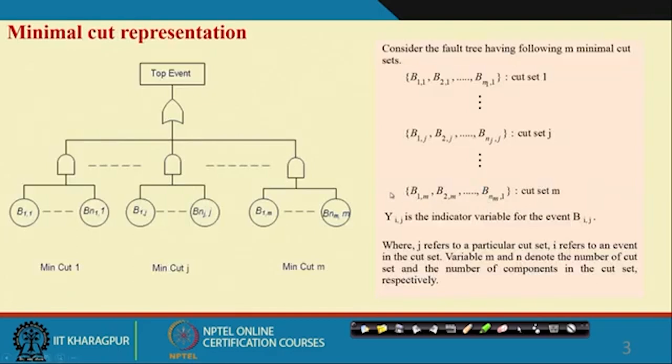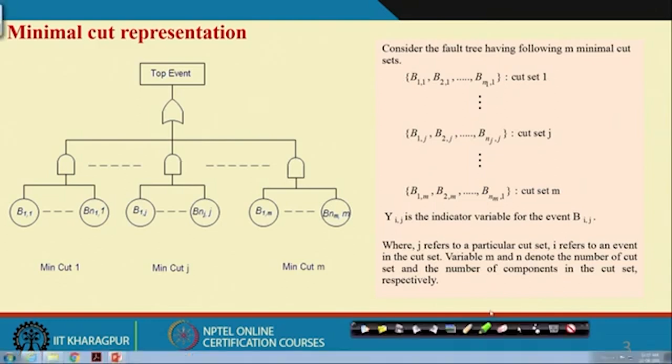So, all of you know cut set. You go back to that lecture where we developed the cut sets for a fault tree using MOCUS algorithm, and you'll see that a cut set, if it is a minimal cut set, is a set where, if all the events of that cut set occur, then the top failure event will occur.